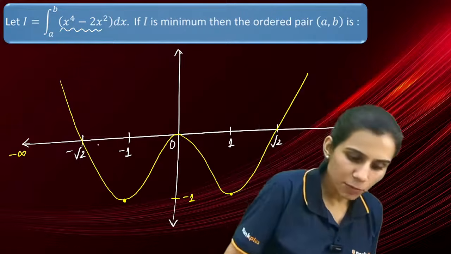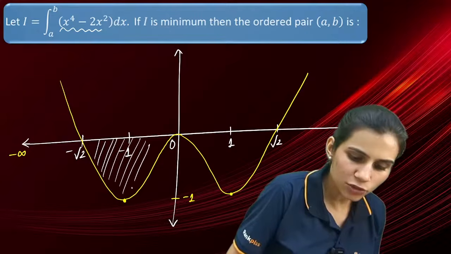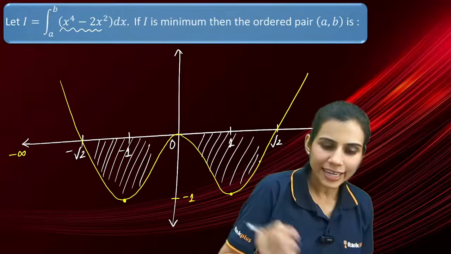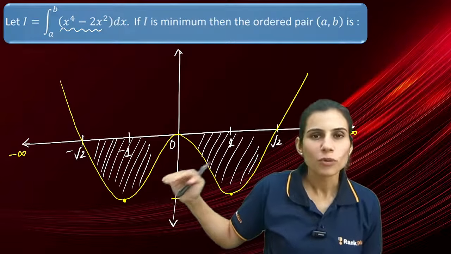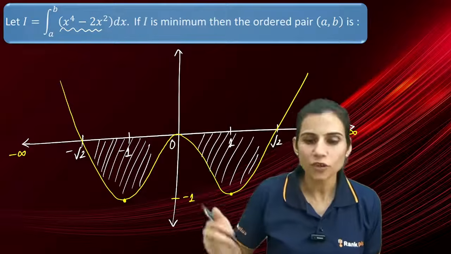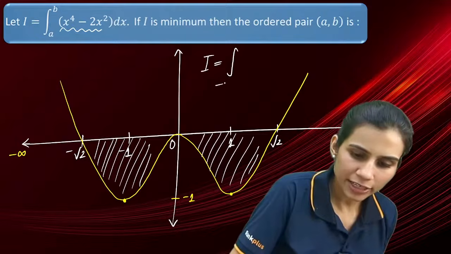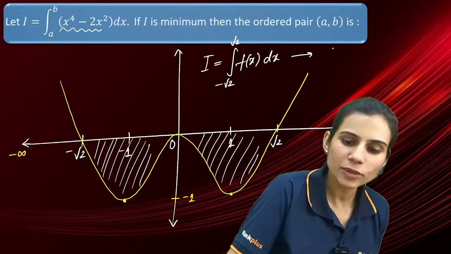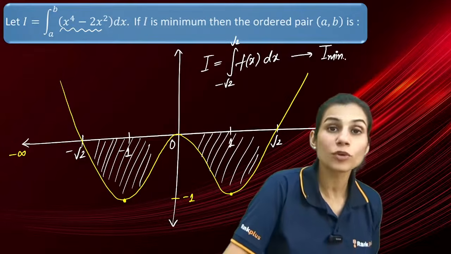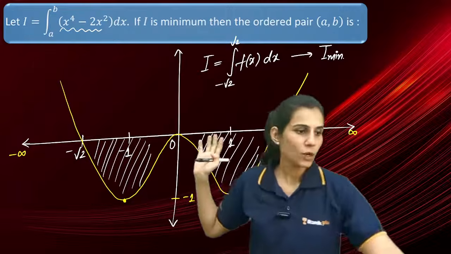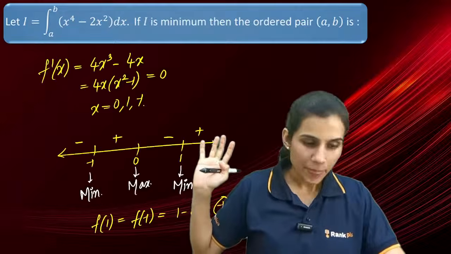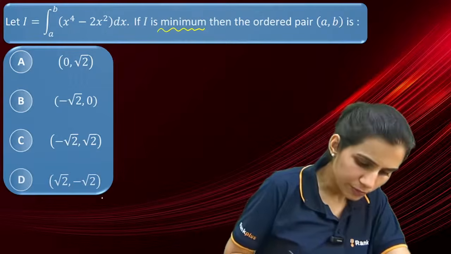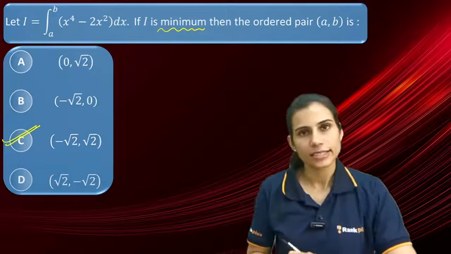As negative as possible, this is going to have a negative value when you solve because it's below the x-axis. This will have a negative value when you solve, right? So the sum of these two will give you the most minimum value of I. So I will have to calculate the integral from minus root 2 to root 2 of f of x dx. This will give you the minimum value of I, which is going to be the most negative. And that is why integral a to b should be integral minus root 2 to root 2. Option C. Is this clear?